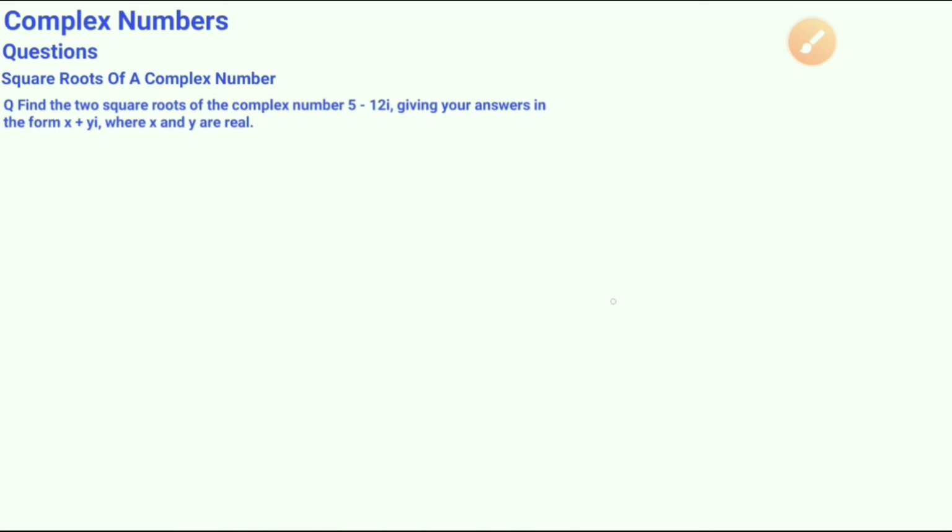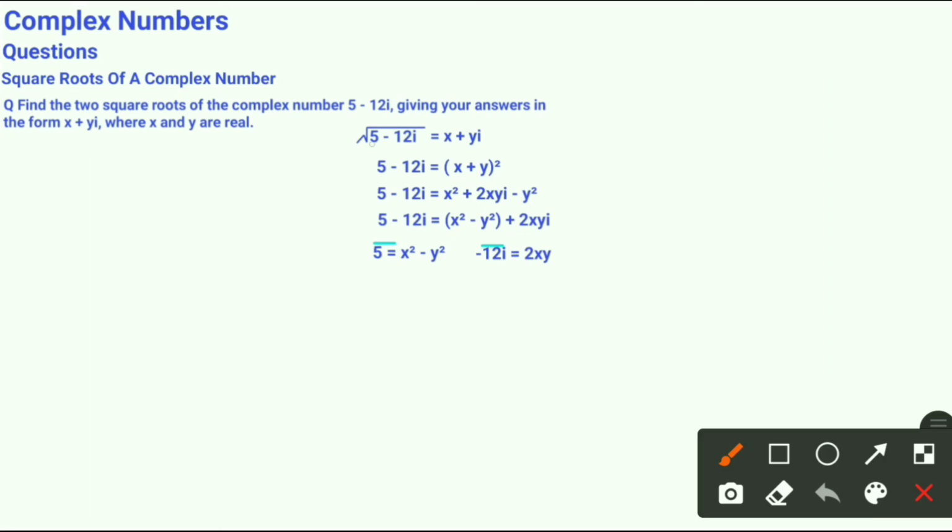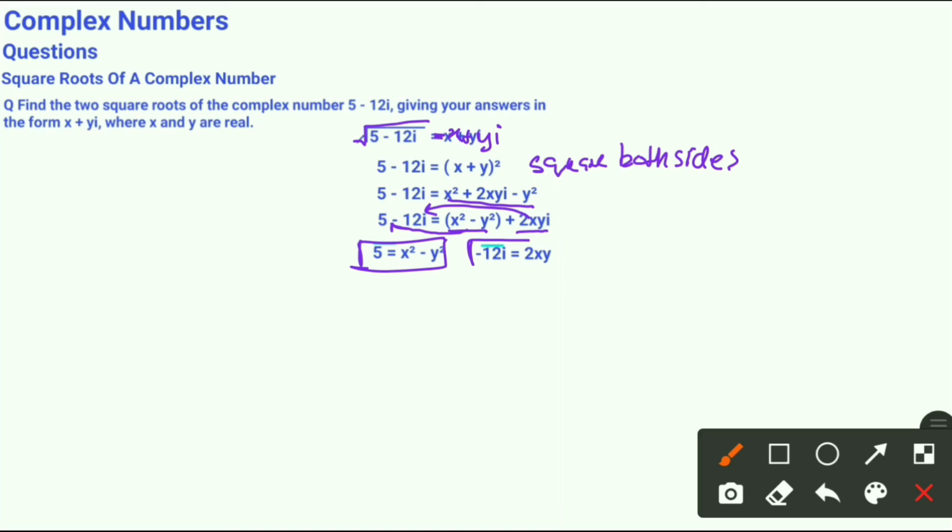Square root of a complex number. Find the two square roots of a complex number, giving your answer in the form x plus y iota, where x and y are real. Two square roots. So you say the square root is equal to x plus y iota. Then you square both sides to eliminate the square root, and then you expand this. You got this value, and this is the real part, this is the imaginary part. You make it equal to this, and you make it equal to this. You got two different equations.